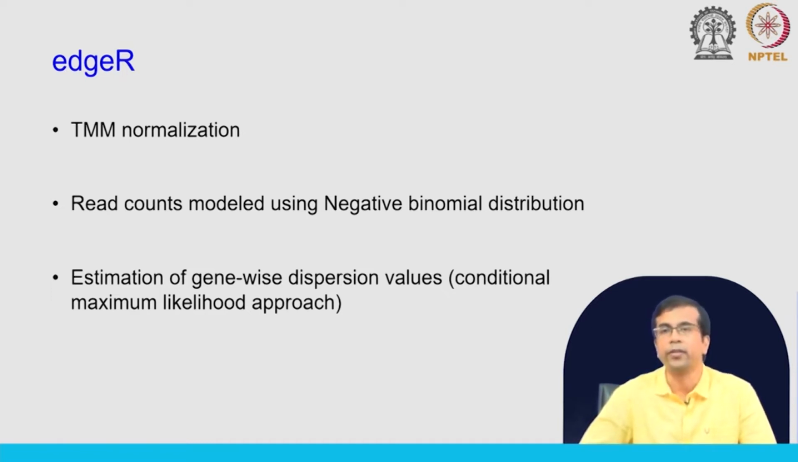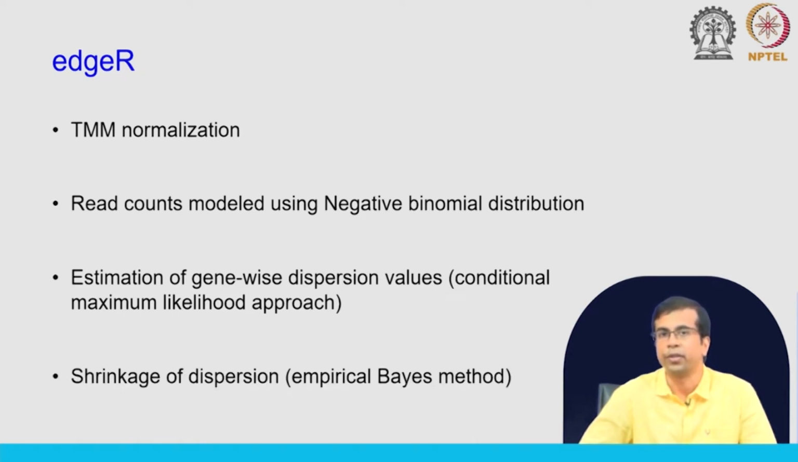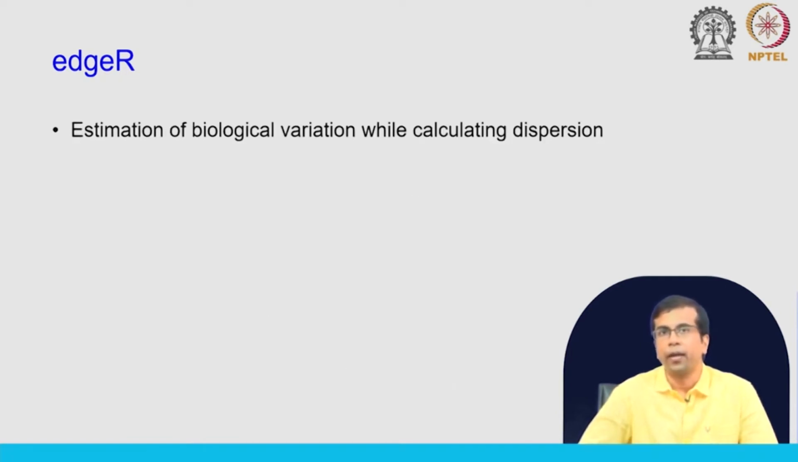If you go into the reference and see the details, you will see the dispersion methods are not exactly the same, right. So, this estimation process and the shrinkage of dispersion, again it uses an empirical based method, but there is some difference. And one of the unique points about edgeR is that it can actually sometimes separate out this technical variation from biological variation. So, it can estimate the biological variation while calculating dispersion.